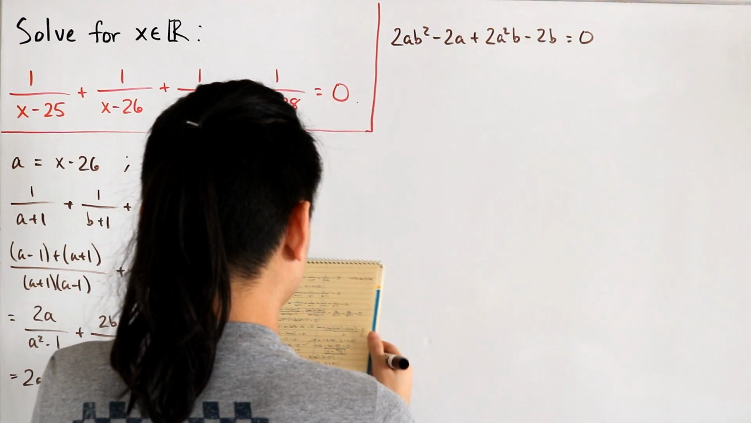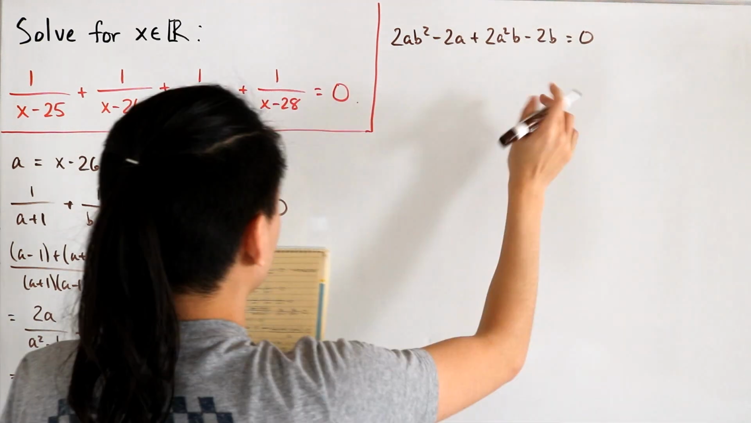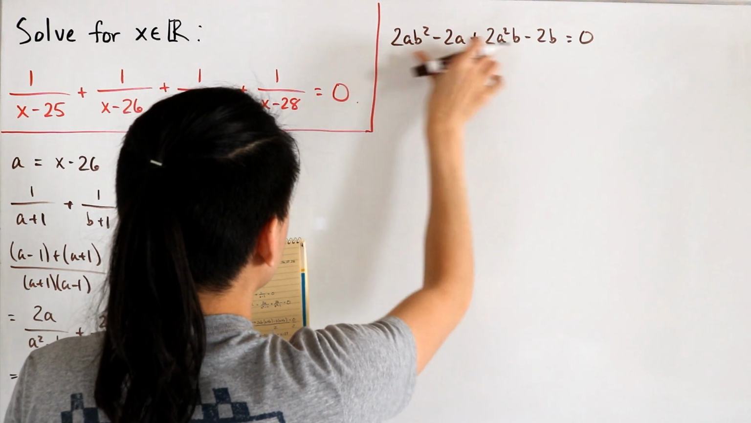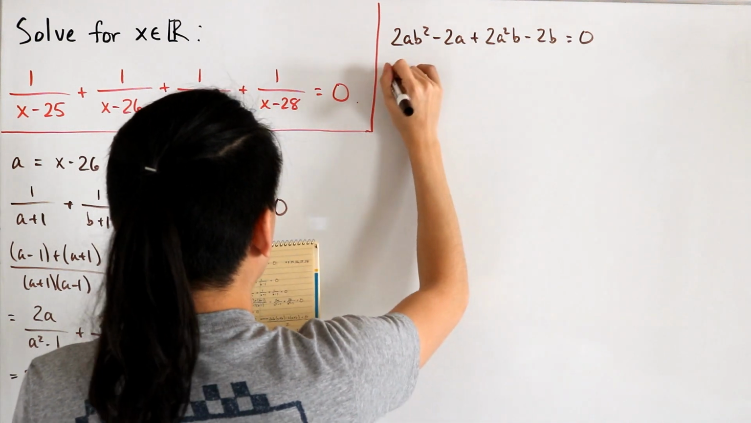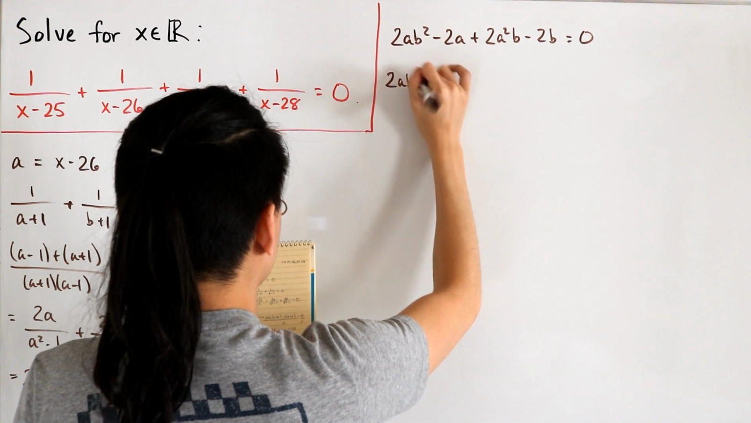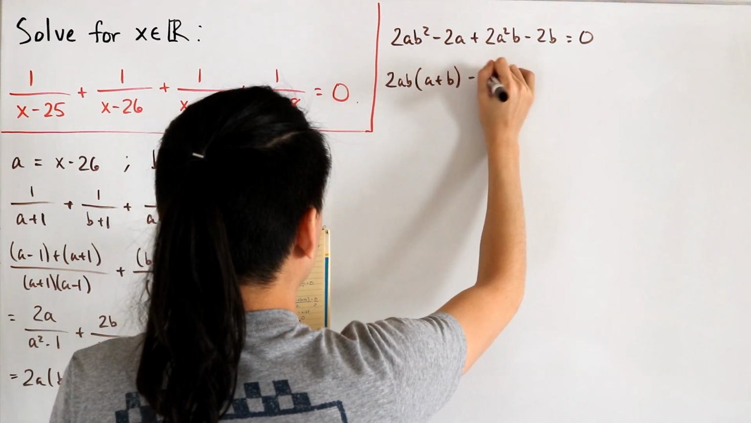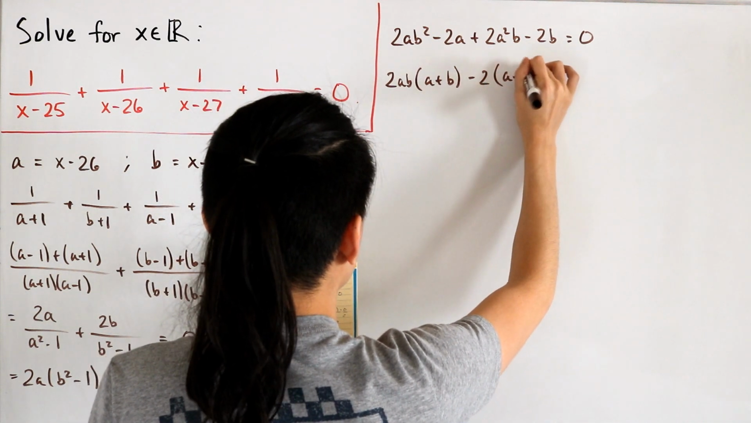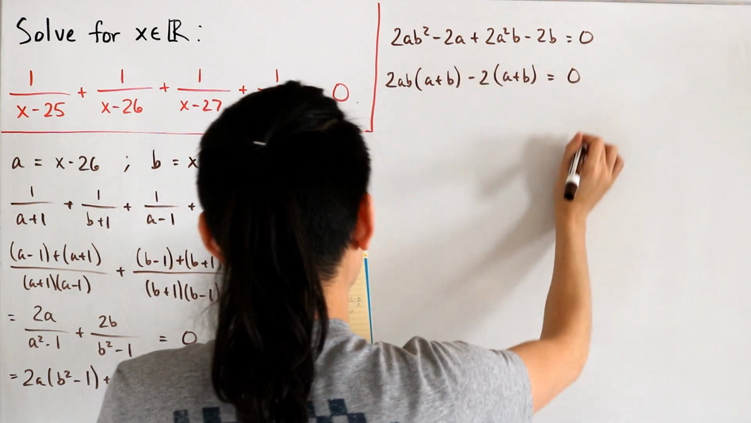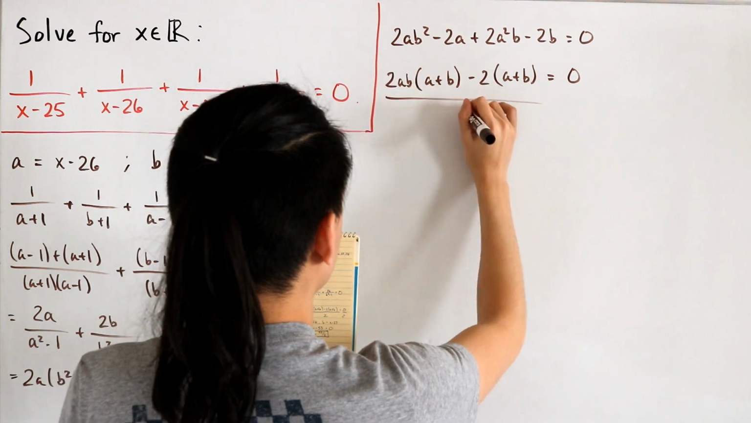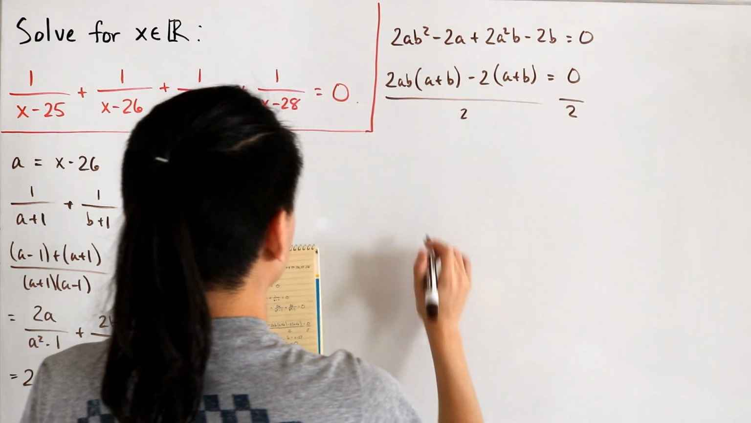Then we can factor out the 2ab from these terms and factor out a 2. So we have 2ab times a plus b, minus 2 times a plus b, and this is equal to 0. Divide the 2 to both sides, and that will make things a little simpler from here.